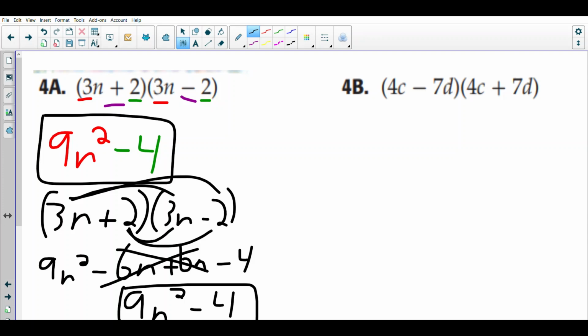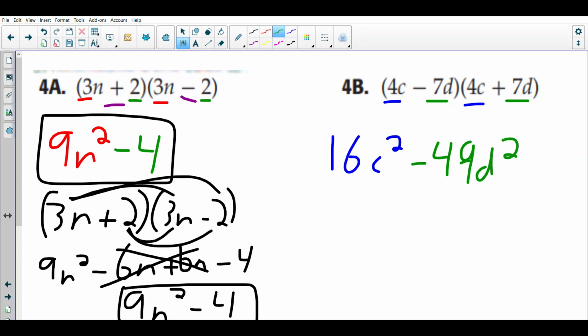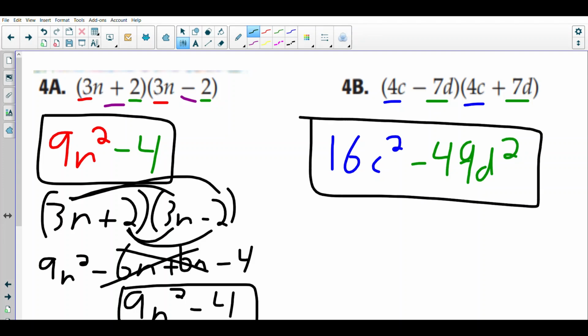Now for this one, I'm just going to square the first. 4c times 4c, we get 16c squared minus, and remember, there's always a minus sign when it's a sum and difference product, 7d times 7d, which would be negative 49d squared. And there is your final answer. Feel free to double check it with the FOIL method. So those are the shortcuts of special products. If you don't have to memorize them, feel free to use the FOIL method if you're not sure.